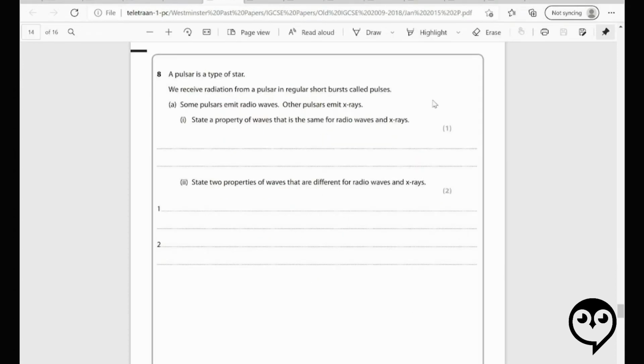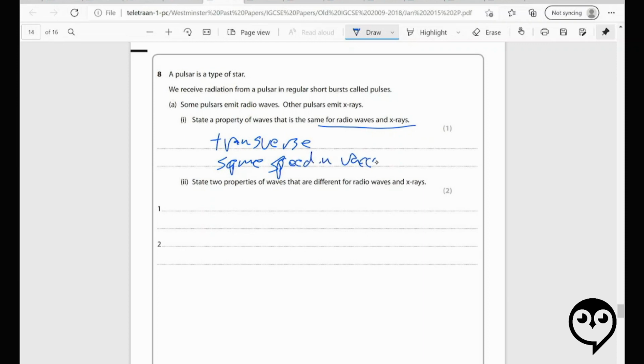Moving on, another E&M question. It might not make the cut, but this is from January 2015, paper 2. Some pulsars emit radio waves, some emit X-rays. State properties of waves that are the same. We could say they are transverse waves. We could say same speed in a vacuum. And that in a vacuum part is very important because they will be different in different media. What else could we say? They transmit energy. You could say they travel at the speed of light, that sort of thing.